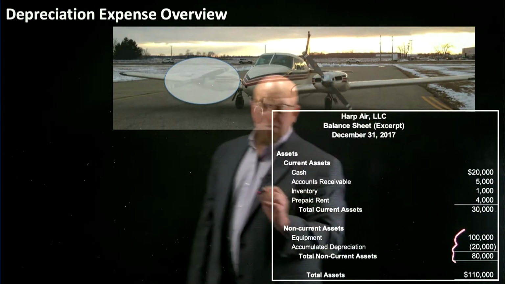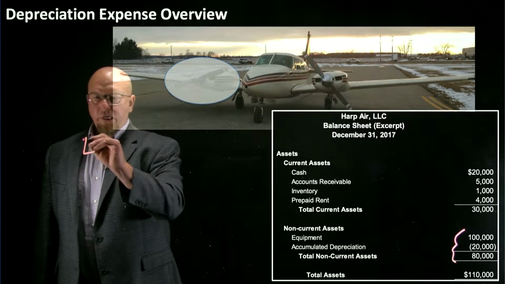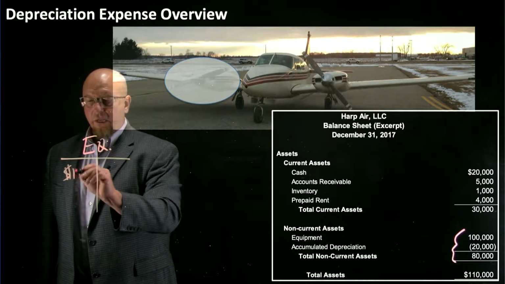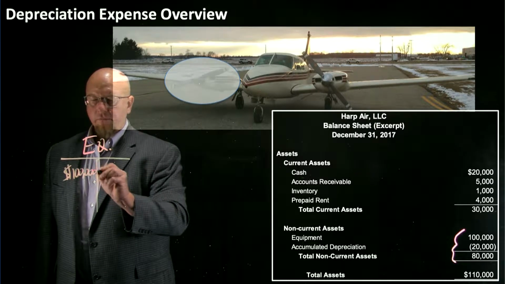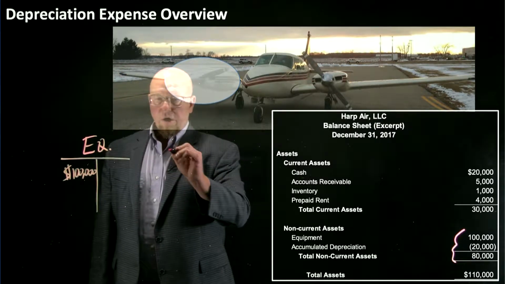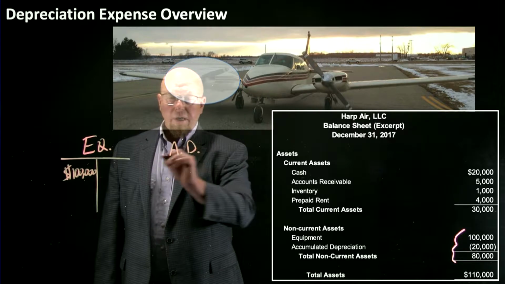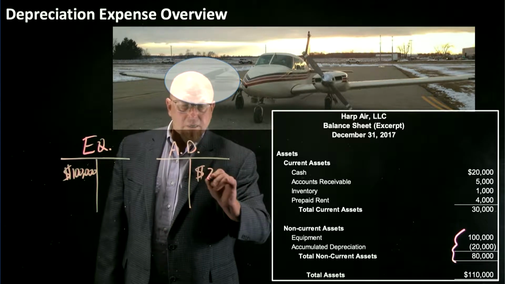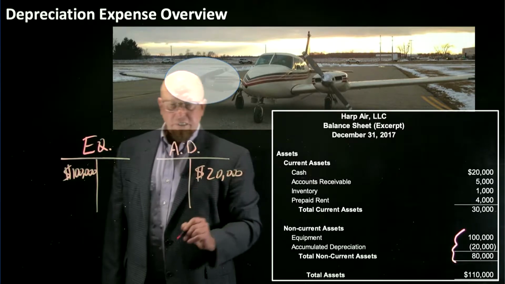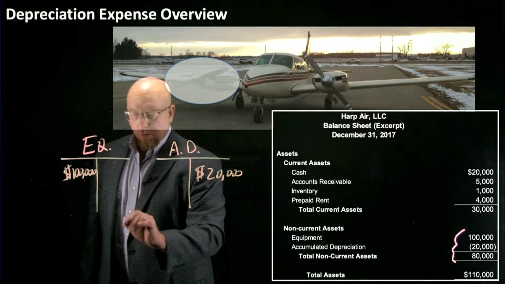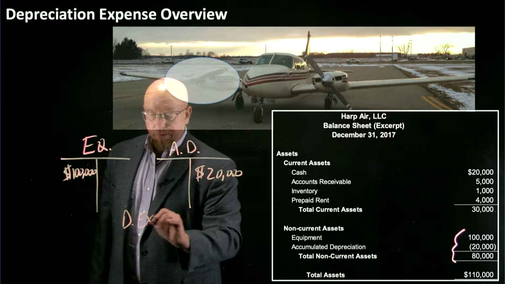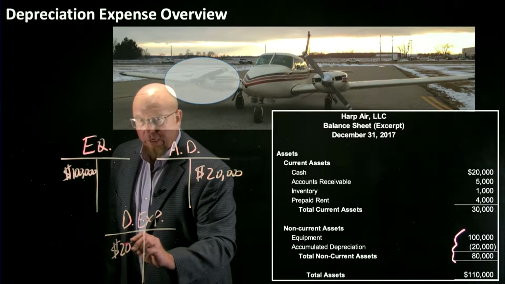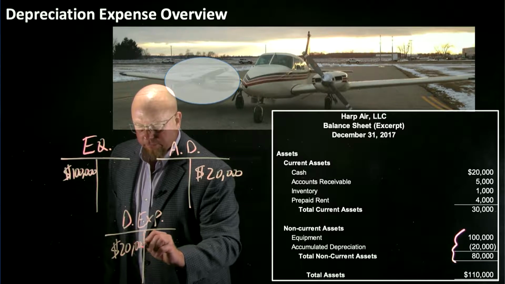Okay, we've got the equipment account, and I'm just going to put a T account here to illustrate. The equipment account still has that $100,000 balance for our cost. I'm going to abbreviate accumulated depreciation with AD. And what you see is now the accumulated depreciation account has $20,000. Where did that come from? It came from depreciation expense that we recorded on the 2017 income statement.